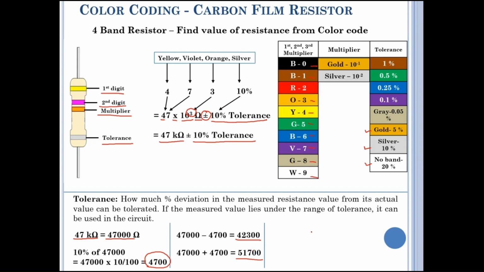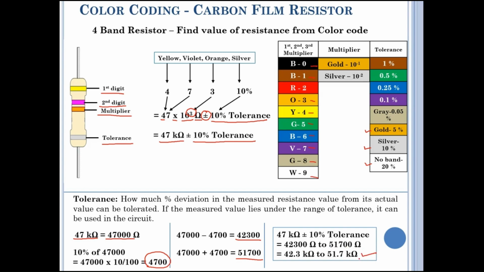So how to write them now? Now 47 kilo ohm plus minus 10% tolerance. This value can be written as 42,300 ohms to 51,700 ohms, and also in kilo ohms we can write it 42.3 kilo ohm to 51.7 kilo ohm. So this is the range of a resistor.